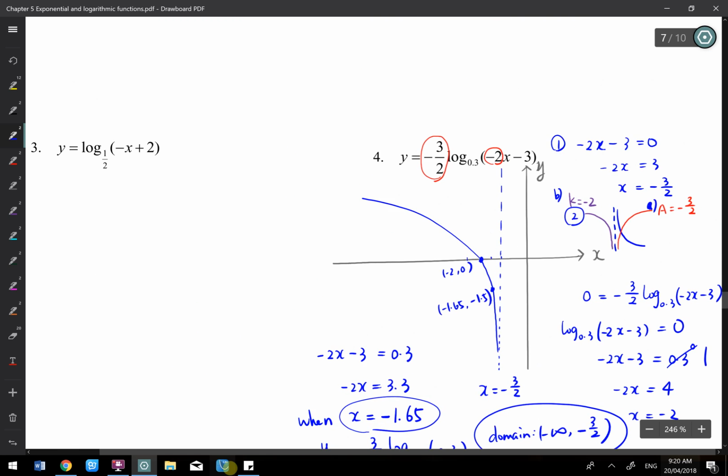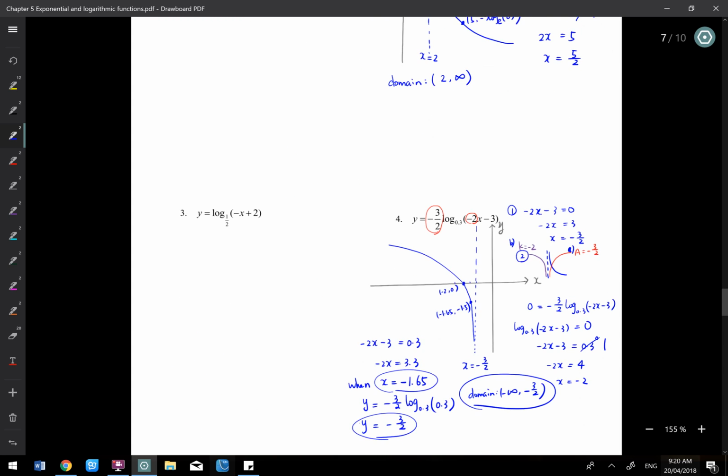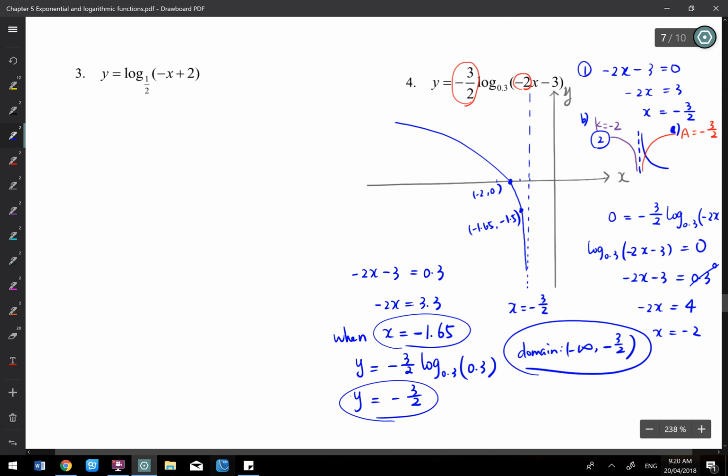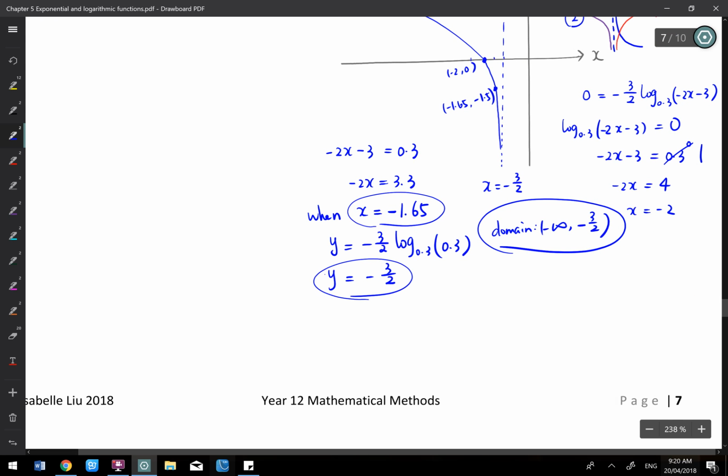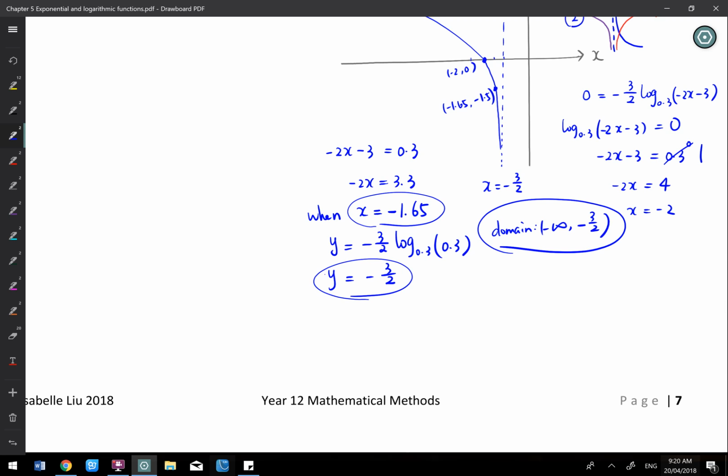Okay, you go and complete 1 and 3 by yourself as homework, and we can check the answers at the start of next lesson. Any questions? Okay, that's it.